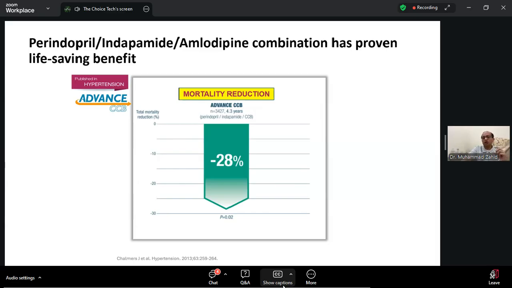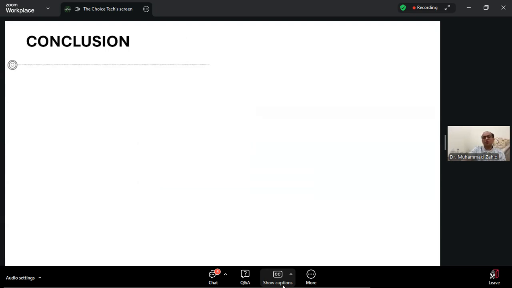Most of these guidelines, if you look at them, will recommend that we use ACE inhibitors or ARBs, thiazide-like diuretics, and long-acting calcium channel blockers. From the evidence and from the mechanism of action point of view, I think this combination of perindopril, indapamide, and amlodipine is far better because it gives you extra cardiovascular protection on top of blood pressure control.